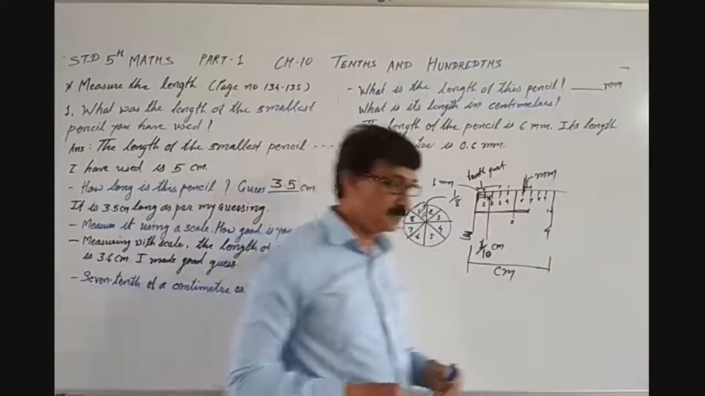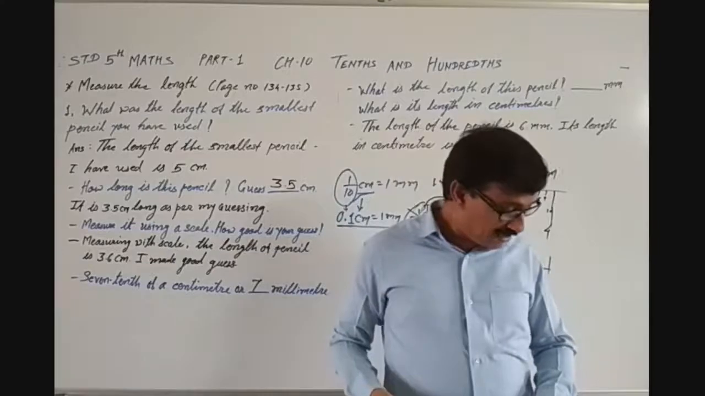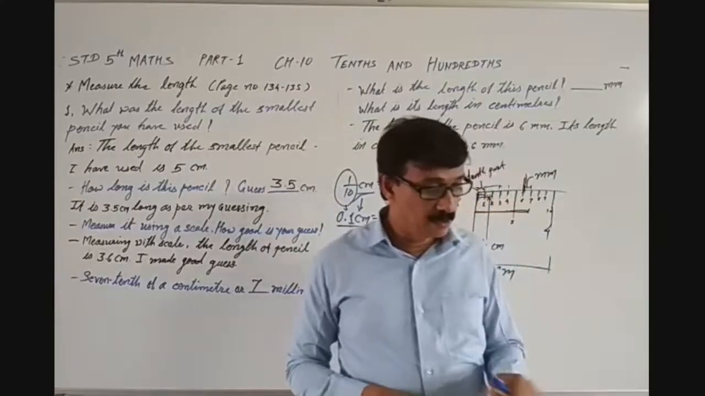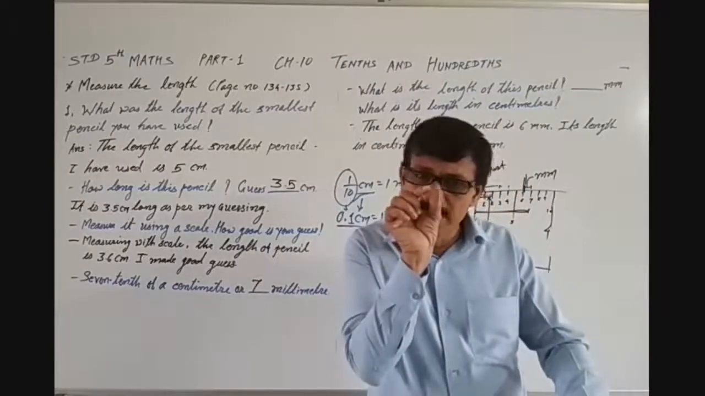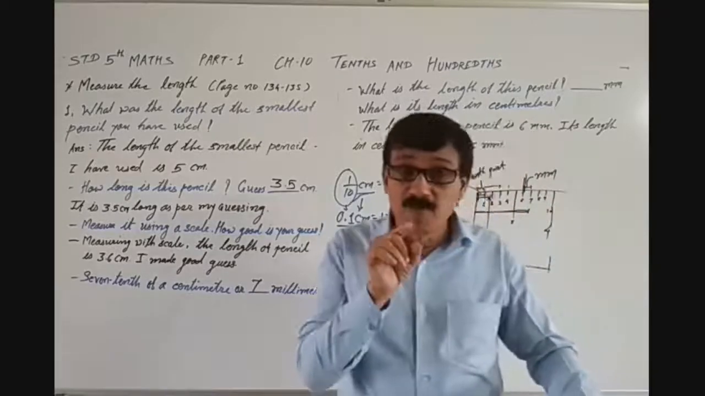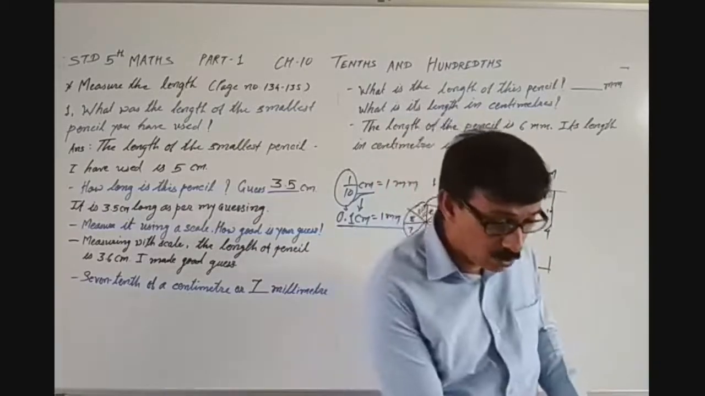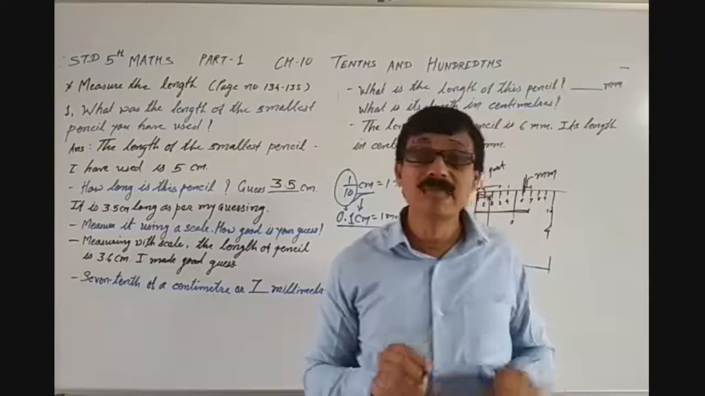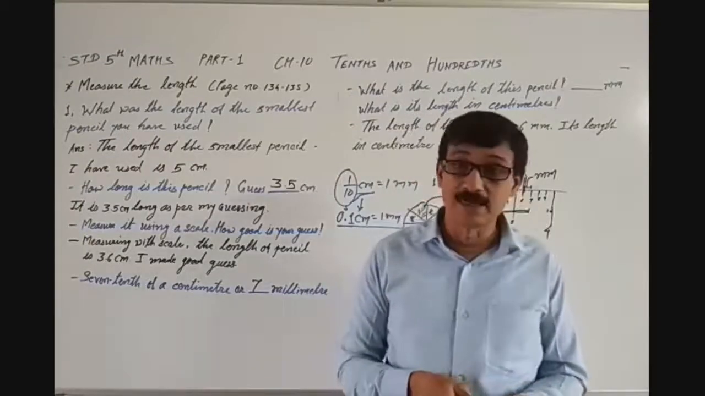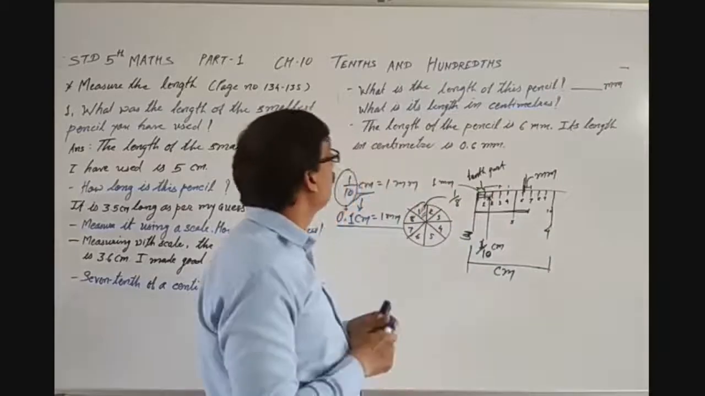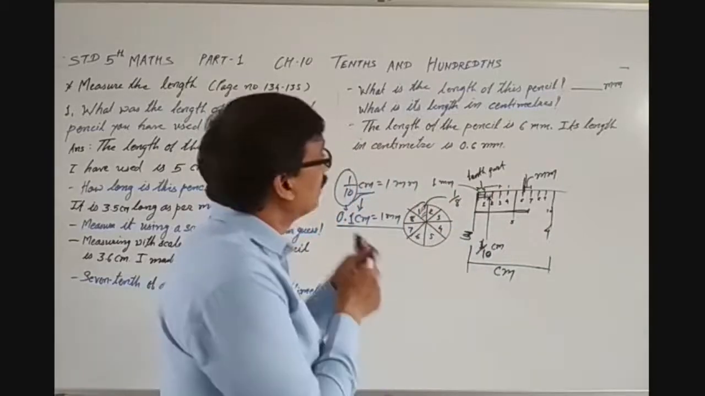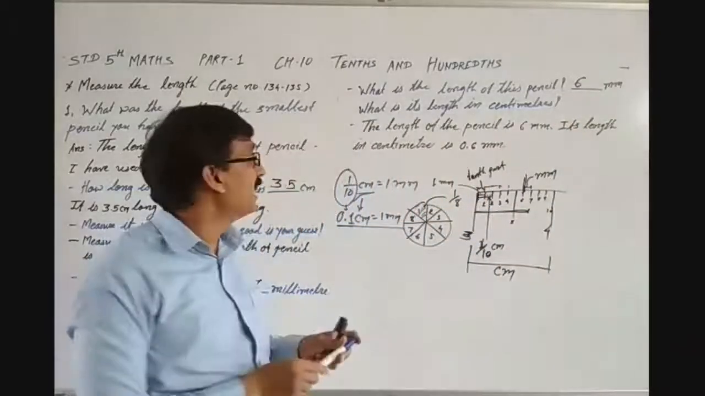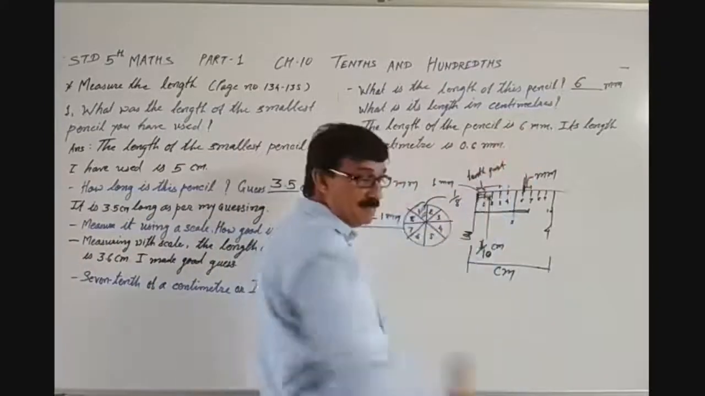Remember all these things. Now on the next page, page number 135, what is the length of this pencil? Can you see a very small pencil there, and it is starting from 1. So say 1 is 0, then how many millimeters? You can see a total of 6 millimeters are there, isn't it? So in millimeters, I should write 6 millimeters. So the answer is: the length of the pencil is 6 millimeters.